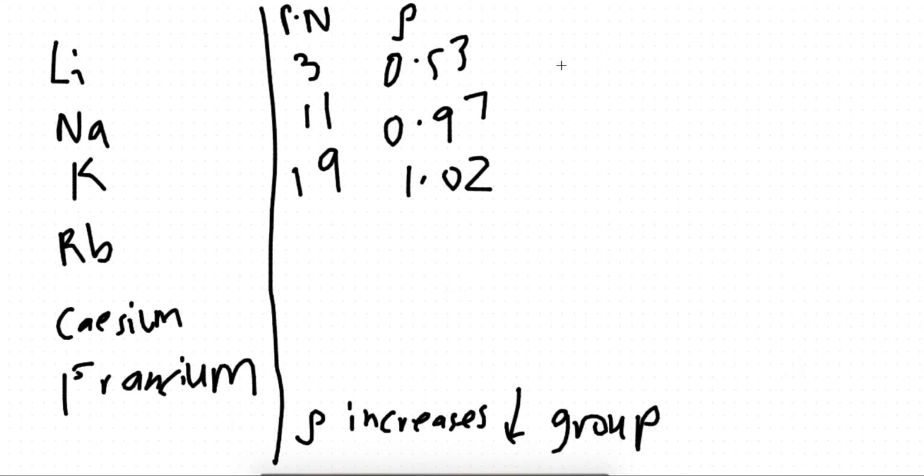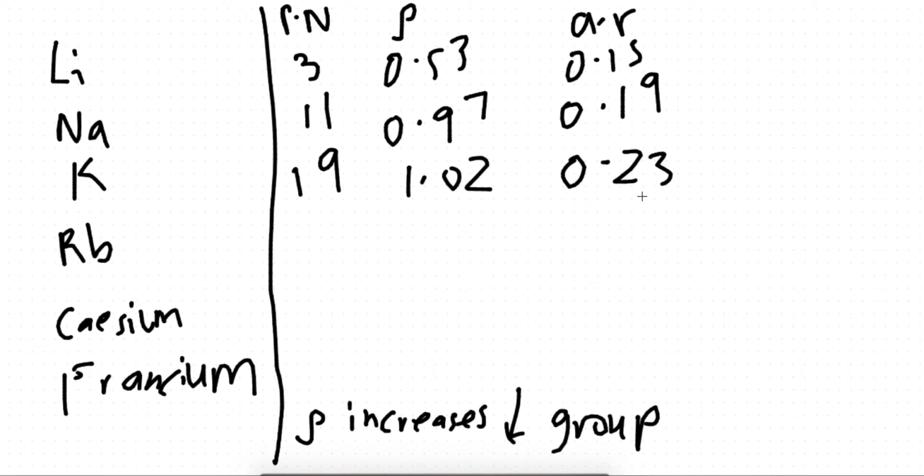Atomic radius. AR stands for atomic radius. So atomic radius for lithium is 0.15, for sodium is 0.19, and for potassium is 0.23. You don't have to worry about these values, you just understand the trend. So tell me about the trend, guys. Does the atomic radius increase or decrease? As we go down the group, the atomic radius increases, same as group 18. And why? It's the same reason.